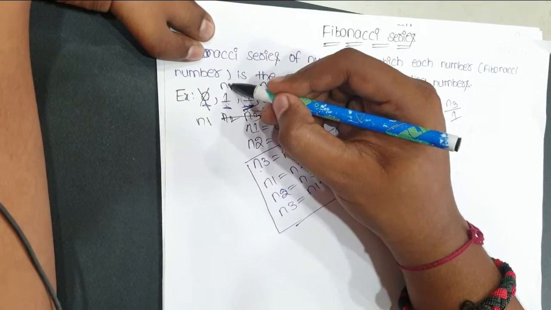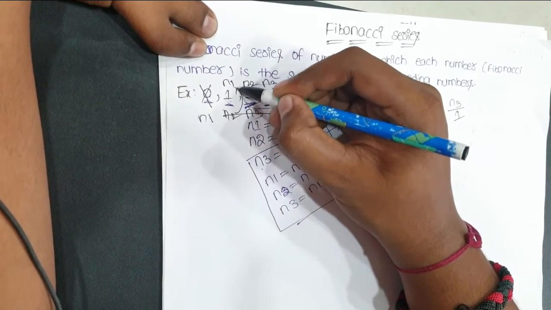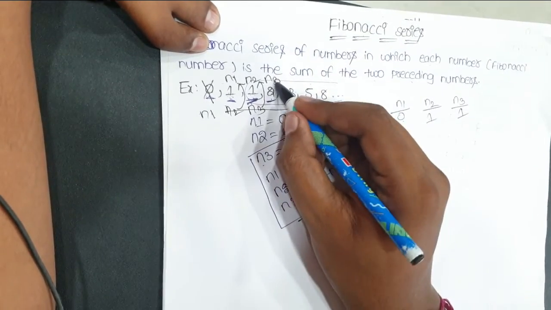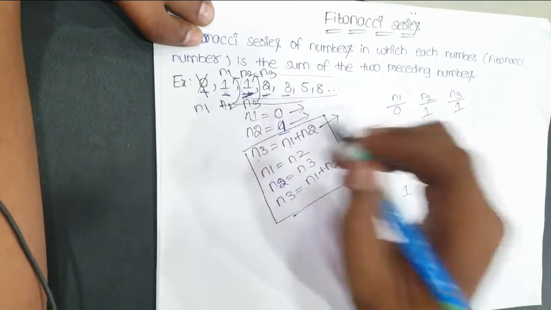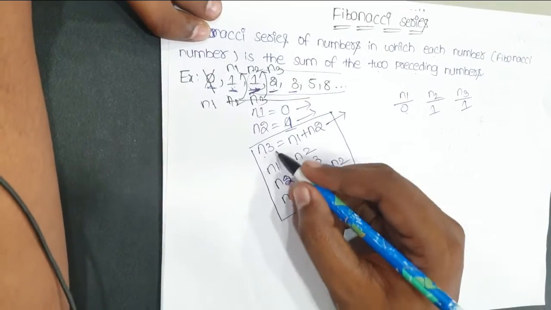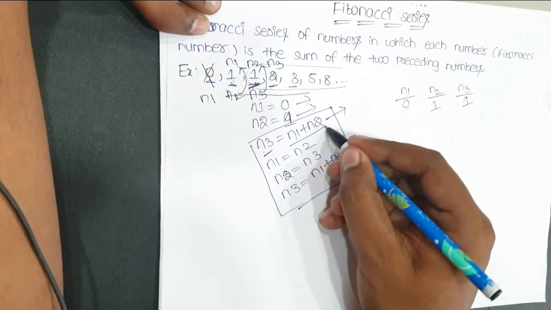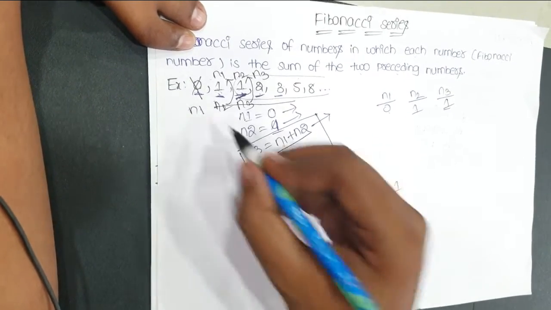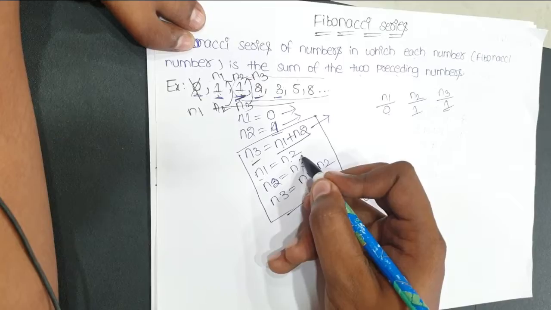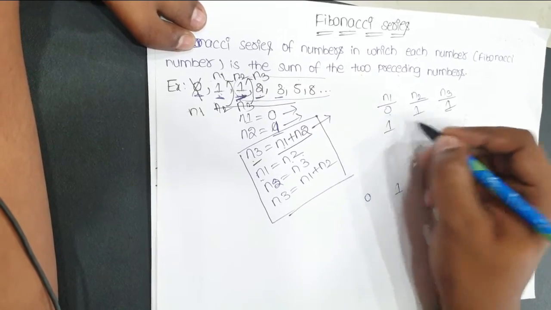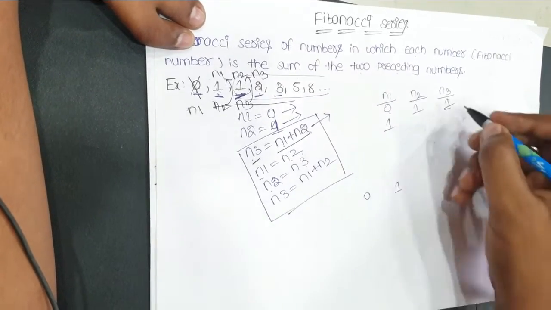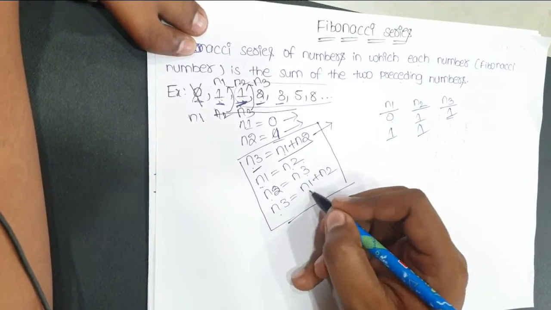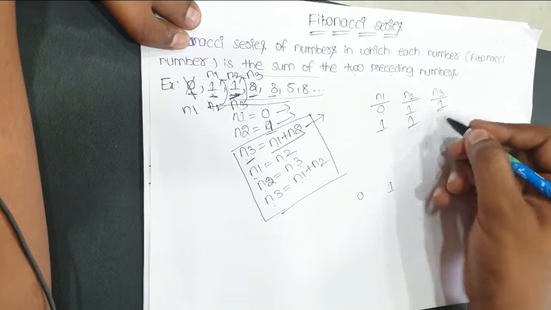We need n1 is equal to n2, so the n2 value is assigned into n1, and the n3 value is assigned to n2, and n3 is equal to n1 plus n2. Here I wrote the same code, n3 is equal to n1 plus n2, whose sum is 1. Next n1 is equal to n2, as I explained before, and n2 is equal to n3, whose value 1 is assigned to n2. Then n3 is equal to n1 plus n2, 1 plus 1, which is 2.